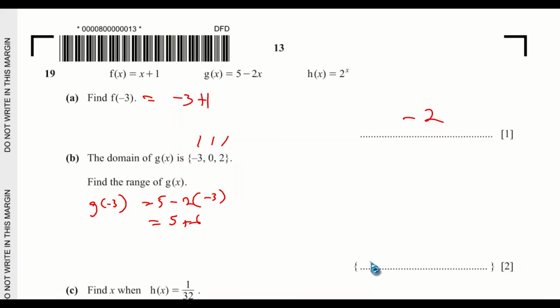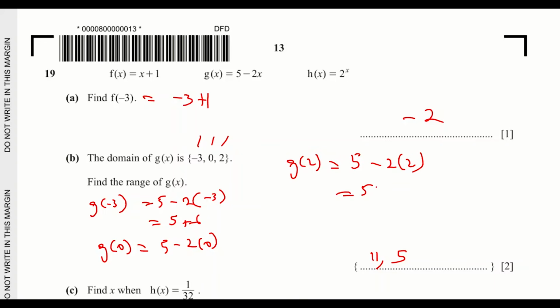So this will be 11, then the other one, g of 0. That will be 5 minus 2 into 0, so that is going to be 5. The last one is g of 2, which will be equal to 5 minus 2 into 2. That will be equal to 5 minus 4.